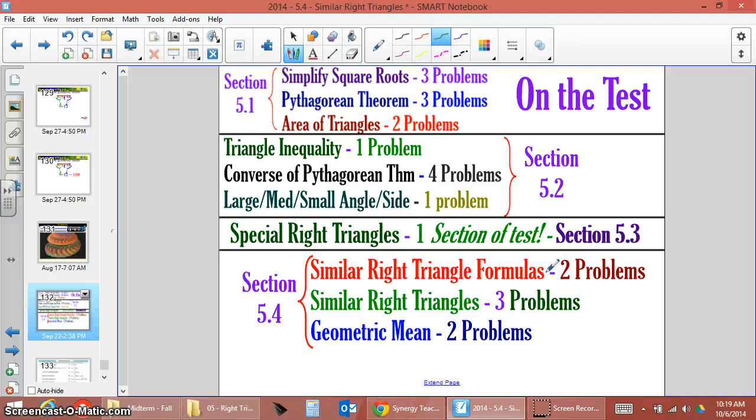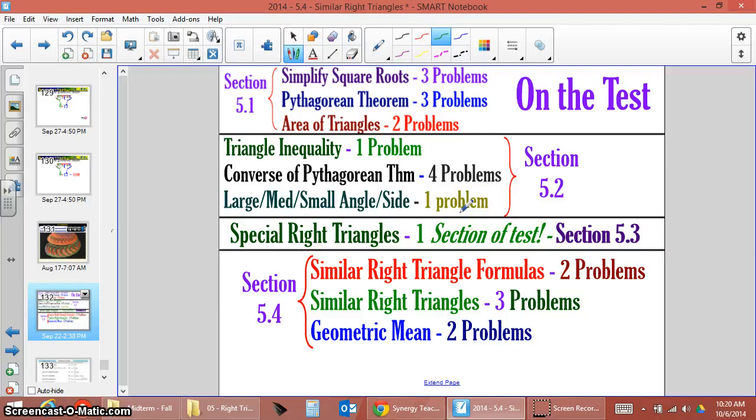All right, and then coming up on the test on chapter 5, you're going to have 3 problems involving square roots, 3 involving the Pythagorean theorem, 3 with the area of the triangles. That's including Pythagorean theorem. You have to use the Pythagorean theorem to solve for the area of the triangle. You're going to have 1 problem on triangle inequalities. From 5.2, you're going to have 4 of them on the converse of the Pythagorean theorem. That's where a squared plus b squared doesn't necessarily equal c squared. It's either bigger than or less than or equal to. And you got to tell me if it's a triangle, those types of questions. So you're going to have 1 problem on the large, medium, small angle. So find the largest, the smallest, and the medium. I think you've actually got 2 or 3 problems like that, but they're just in different formats.